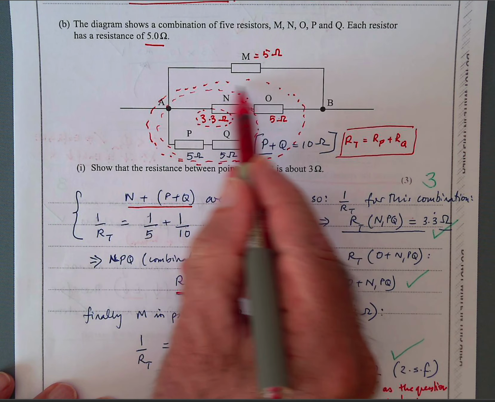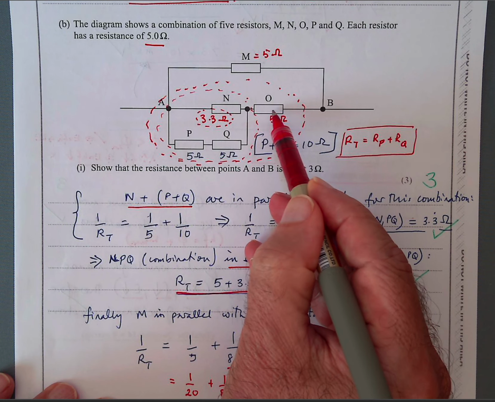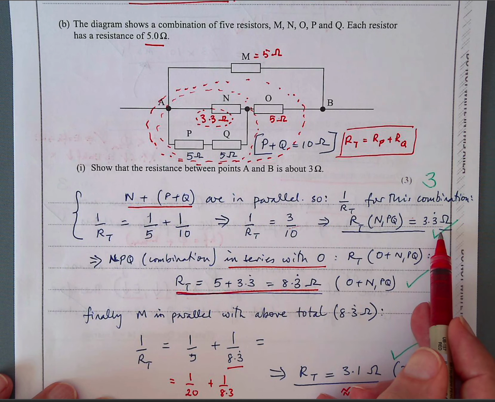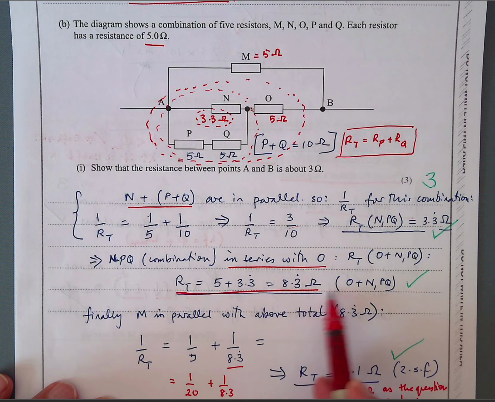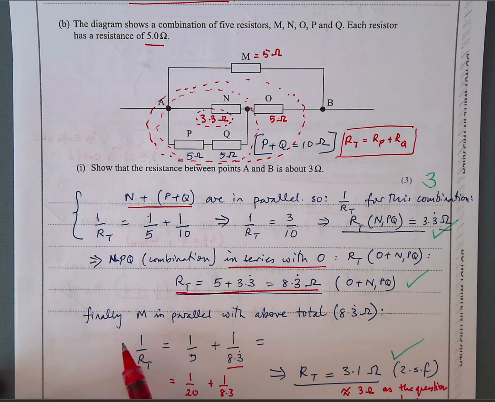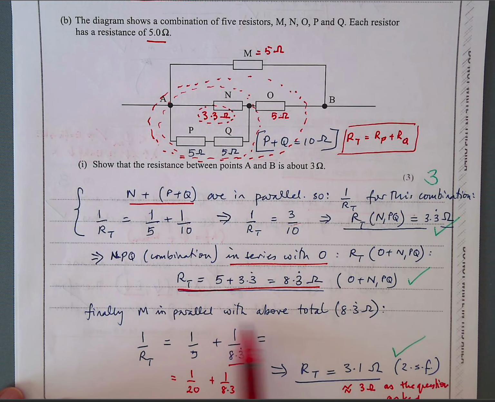Then I've done NPQ, the parallel of these, NPQ, add it to 5 ohms in series. So you just basically got to add the 5 ohms of the O with the 3.3 that we worked out for the combination NPQ, gives you a total of 8.3 ohms for O in series with NPQ combination. Okay, then finally the 5 ohms of M is in parallel with the total that we just worked out, which is 8.3 ohms.